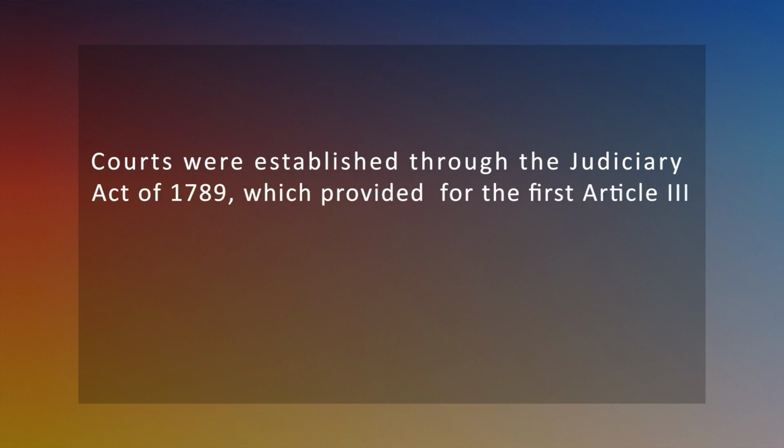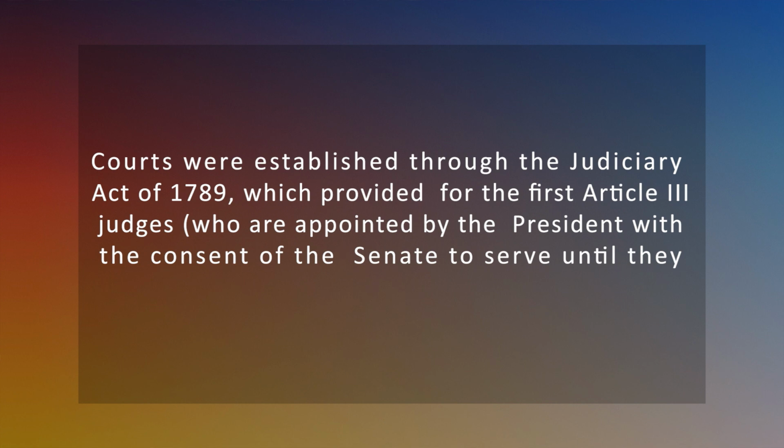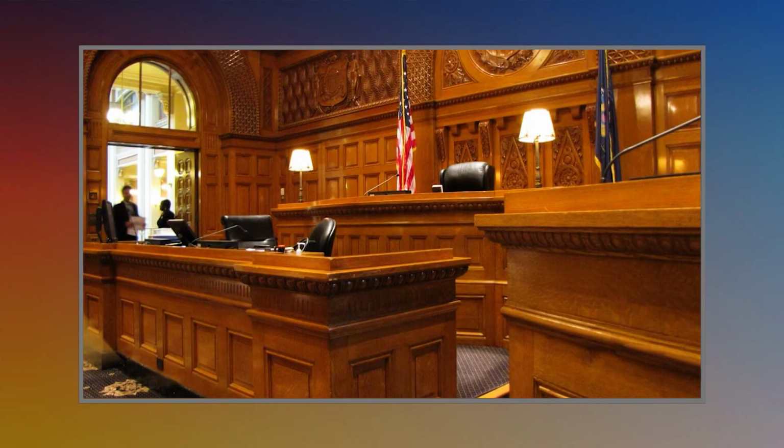1789, which provided for the first Article 3 judges who are appointed by the President with the consent of the Senate to serve until they resign or are impeached and convicted, retire or die. Congress also has the power to establish other tribunals to assist in the execution of the powers. These are generally specialized courts. Judges normally serve fixed terms.